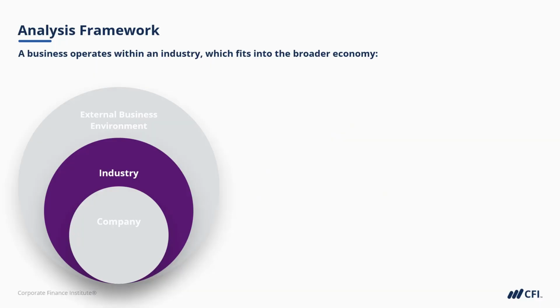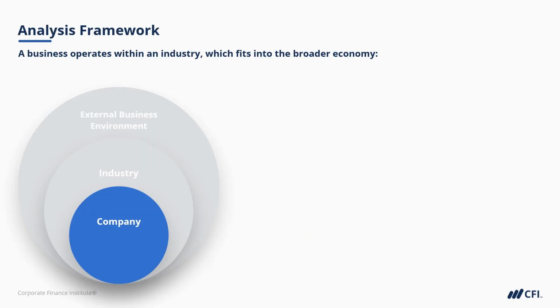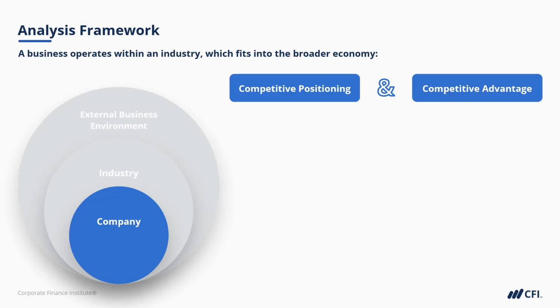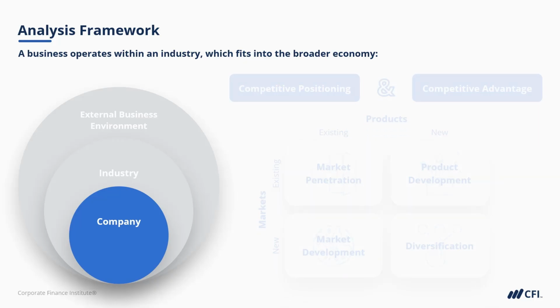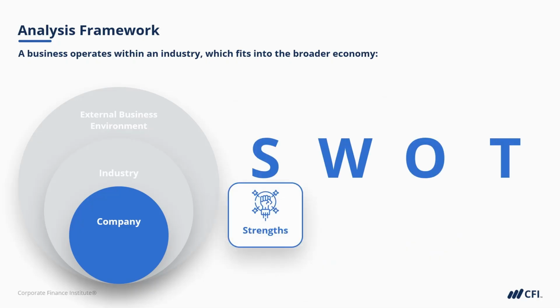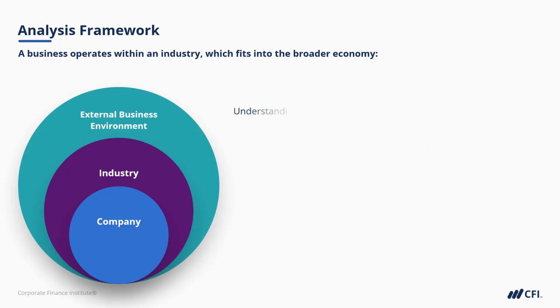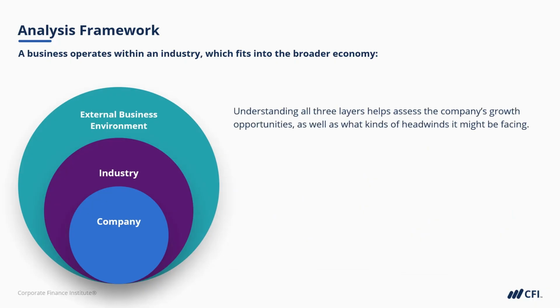Next, we'll look to better understand the concept of an industry life cycle, which will have a major impact on both growth prospects and on risk. The last section is at the company level, where we'll look to better understand competitive positioning and competitive advantage before unpacking Ansoff's matrix. Finally, we'll tie everything together by introducing a SWOT analysis where we look at the company's strengths, weaknesses, opportunities, and threats. By combining all 3 of these layers of the framework, we can assess the company's overall opportunities for growth, as well as what kinds of headwinds it might be facing.